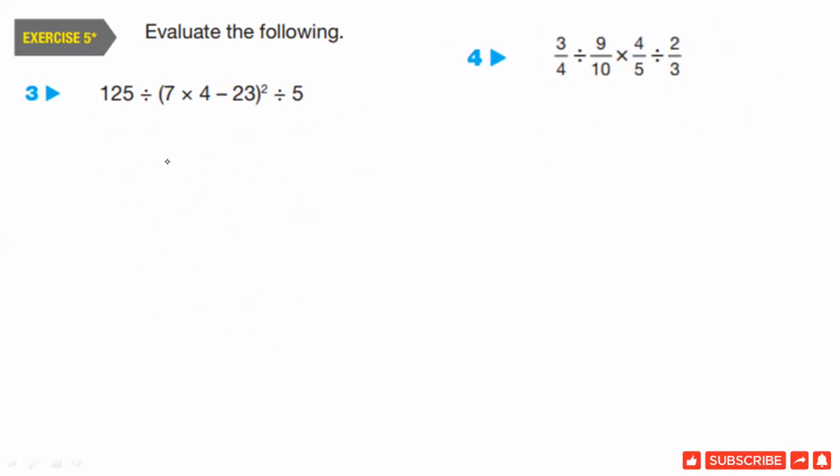Question 3. Evaluate the following. 125 divided by bracket start 7 times 4 minus 23 whole bracket close, power 2, divided by 5. Again we write BIDMAS so that it becomes easy for us. We shall solve the bracket first, because it's a bracket here. We are not going to solve the index first. We are going to solve the expression inside the bracket. Inside the bracket, multiplication is here, subtraction here.